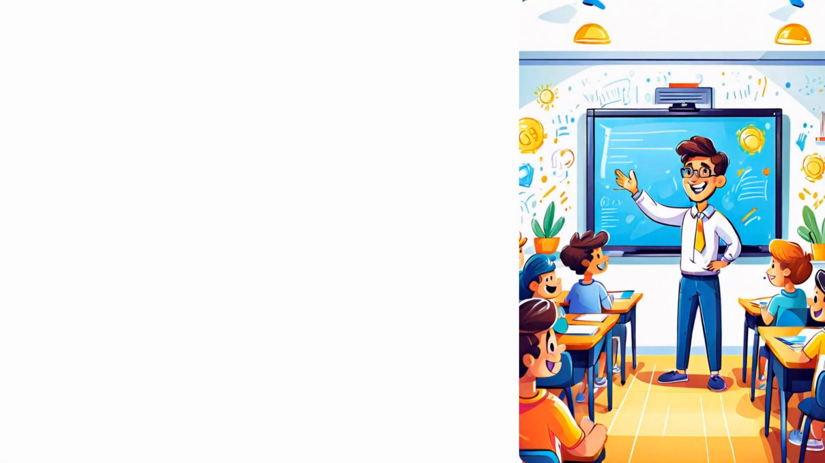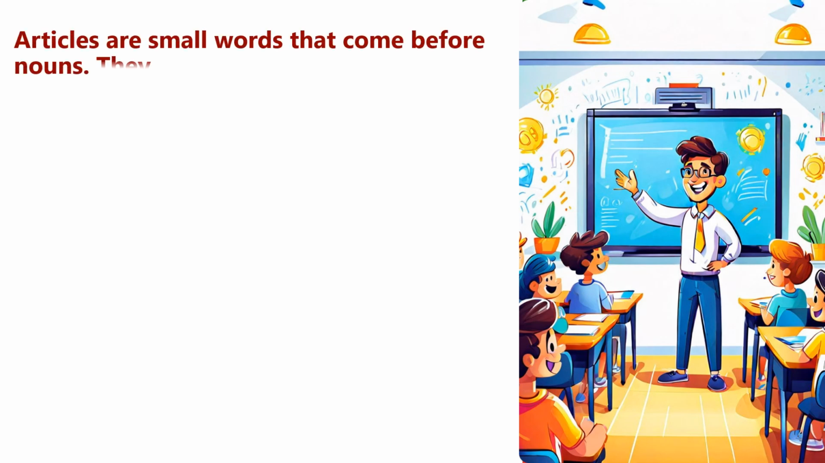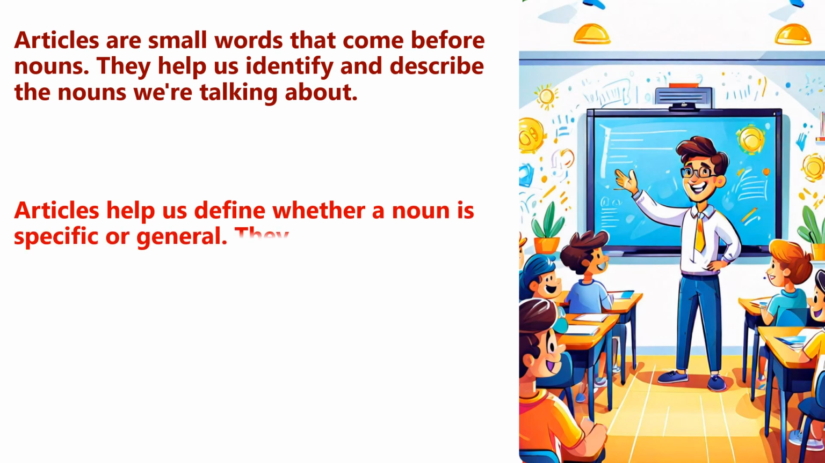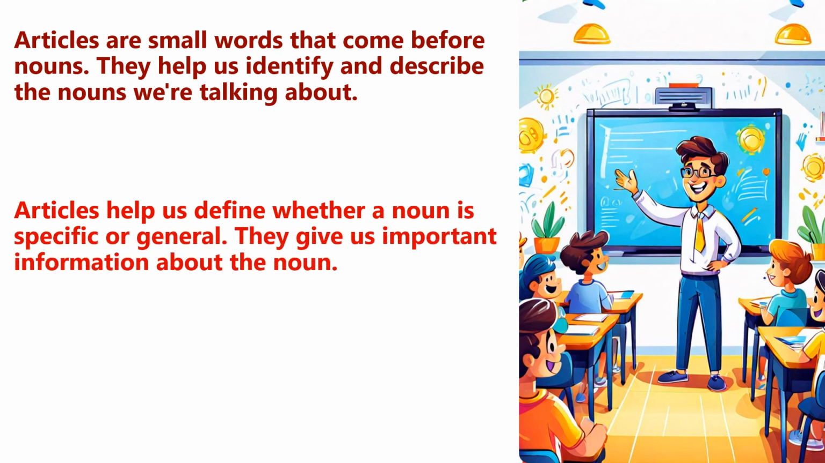Hey, let's talk about articles and how they help us understand nouns better. So first one is, articles are small words that come before nouns. They help us identify or describe the nouns we are talking about. Articles help us define whether a noun is specific or general. They give us more information about the noun.